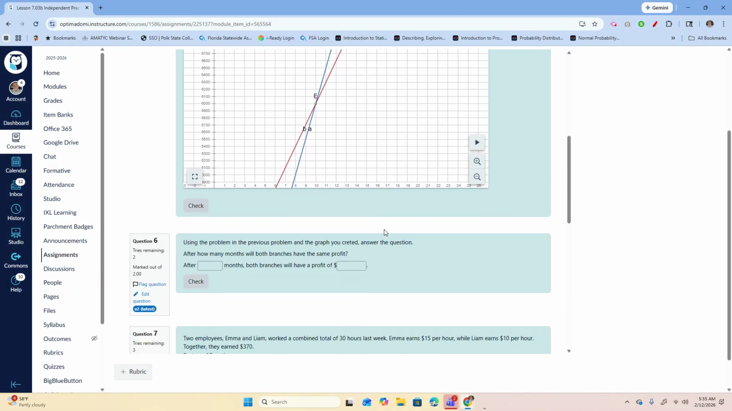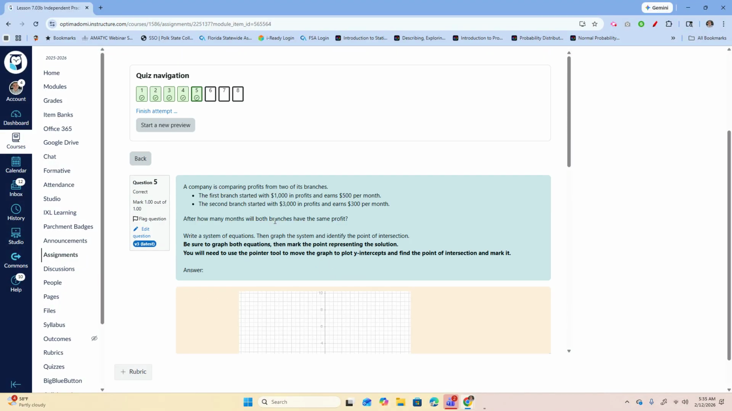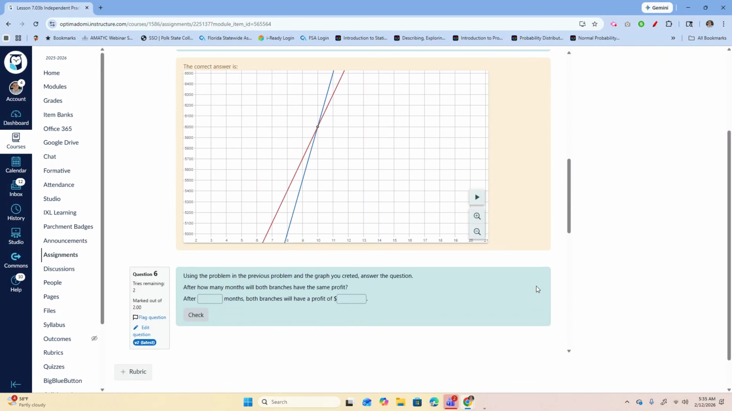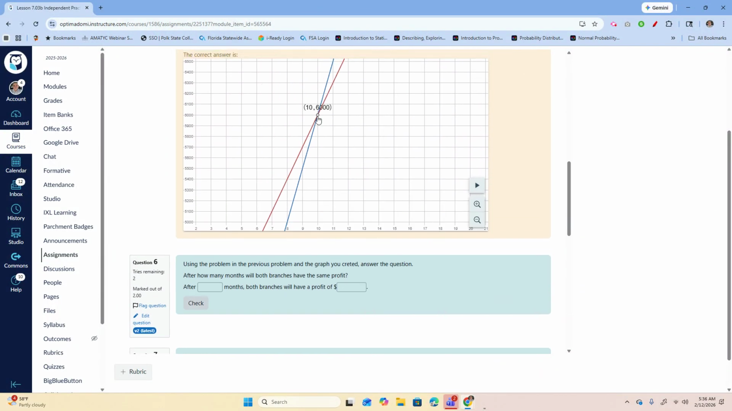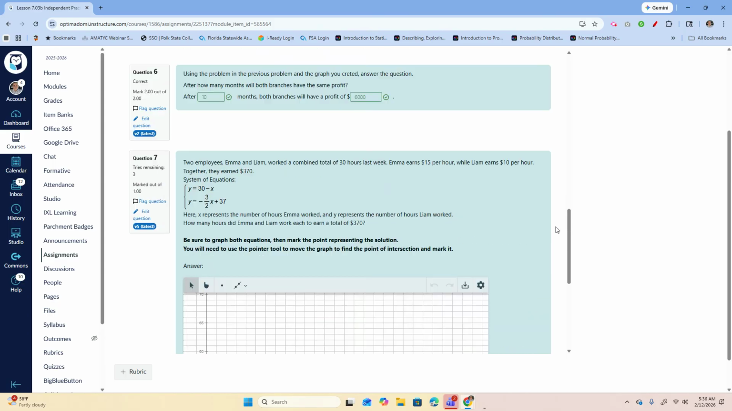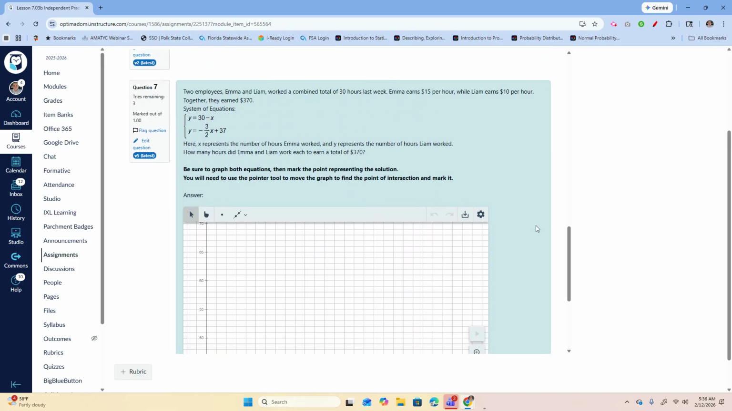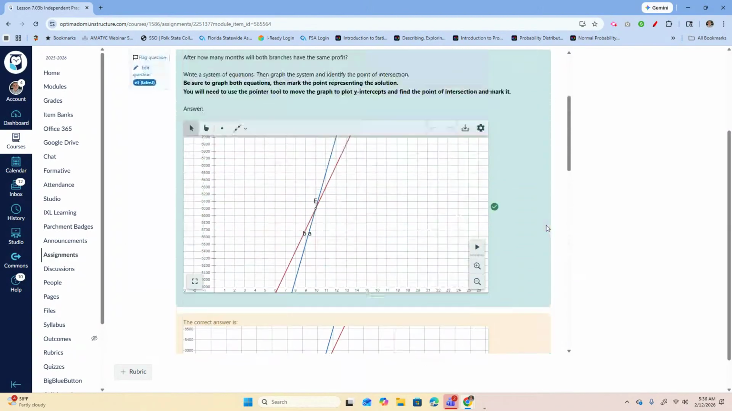Okay. So that being said, I'm going to check my answer. And you can see I got it right. There's the check mark. And then here is what I'm going to put, what I just told you, what the point of intersection means. 6,000 means that after 10 months, okay, both branches will have made $6,000. That's what I'm going to put here. And then I'll check my answer. As you can see, all of these problems are done the same way, okay? So I hope this helps.